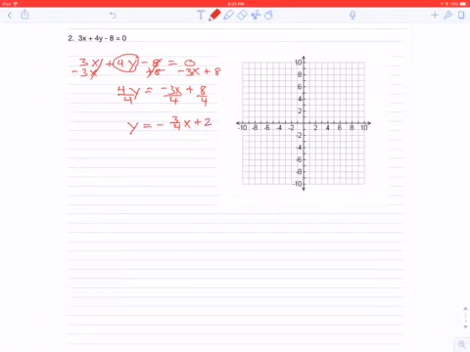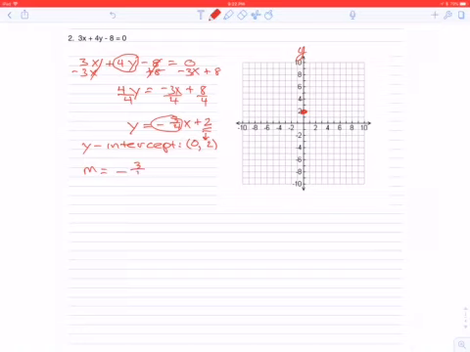So the y-intercept has the coordinates x is 0, y is 2. I'll plot that first. 2 on the y-axis, so when x is 0, y is 2. Now, from there, I'm going to follow the directions given by our slope, where our slope is negative 3/4.